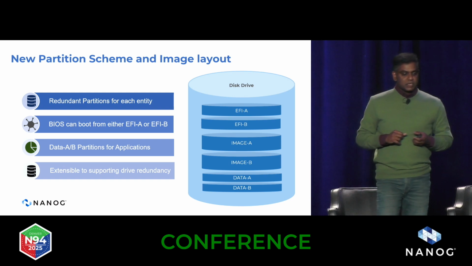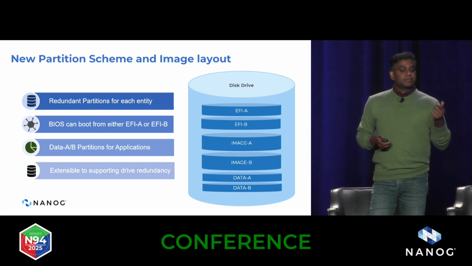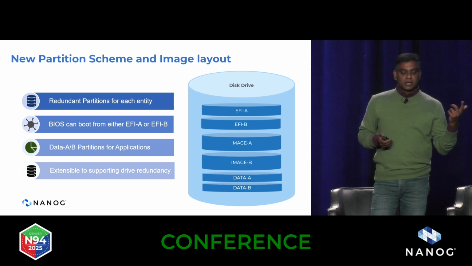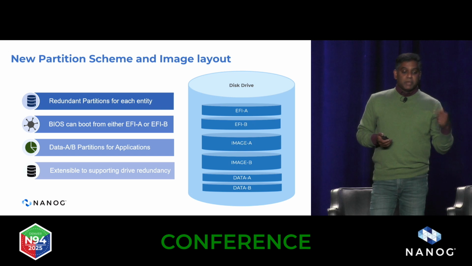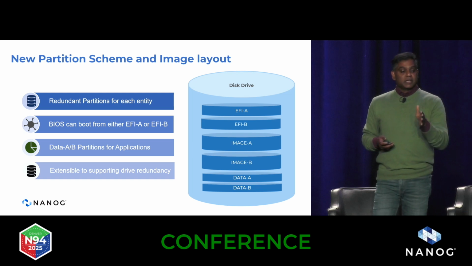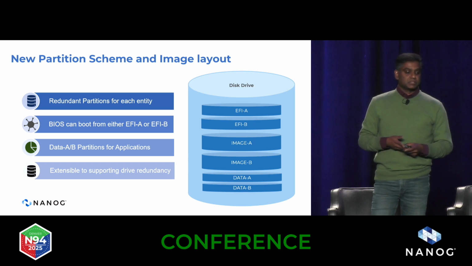Now, how do these multiple partitions help? Each of these essential partitions, be it the EFI or Image A, are completely independent. They can be loaded from either of them. So if EFI A gets corrupted, EFI B takes over. And if Image A is corrupted, Image B takes over. And all of these pieces work with each other to figure out what the next partition should be used if one of the primary partitions fails.